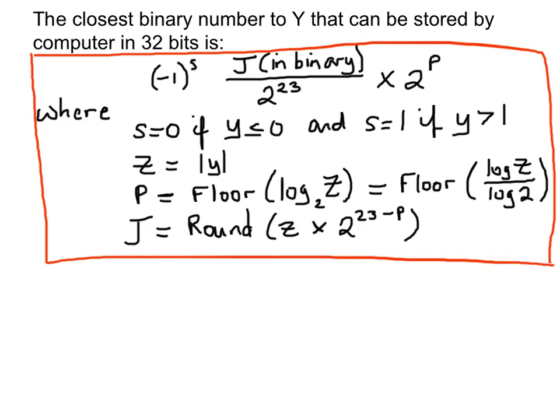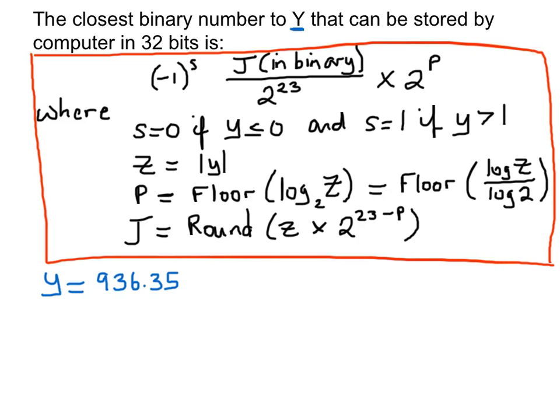So let's go back to the top of the page again. It says that the closest binary number to y, right? That's the first thing we come across. Well, what is y? Well, y is actually the number that's given in the question. It's 936.35. That's the number that we're asked to find the computer representation of.